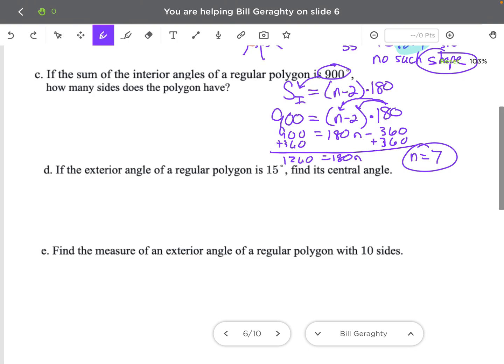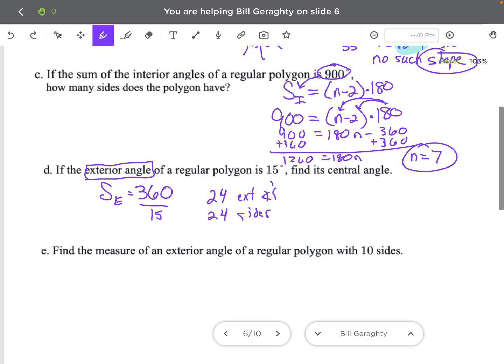So the first thing is we need to remember that the sum of exterior angles is 360. So if one of them is 15, we're going to figure out how many exterior angles there are. If I take the sum of the exterior angles and divide it by 15, so 360 divided by 15, I'm getting that there are 24 exterior angles, which means there are 24 sides.